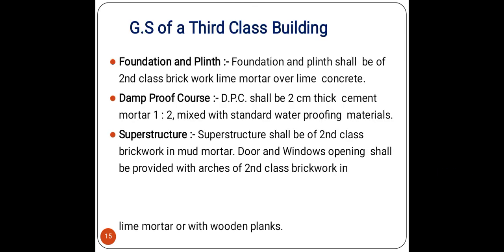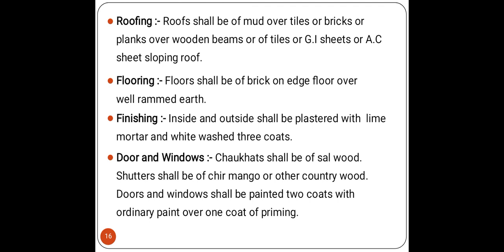Now for the case of a third class building, the foundation and plinth shall be of second class brickwork, lime mortar over lime concrete. And the DPC shall be 2 centimeter thick cement mortar 1 is to 2 mixed with standard waterproofing materials. Superstructure shall be of second class brickwork in mud mortar. Door and windows opening shall be provided with arches of second class brickwork in lime mortar or wooden planks.